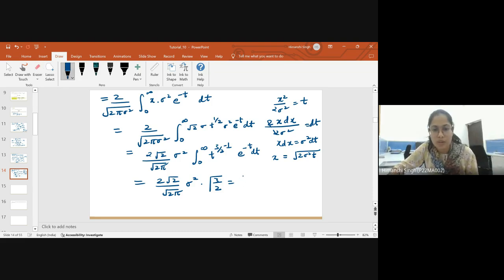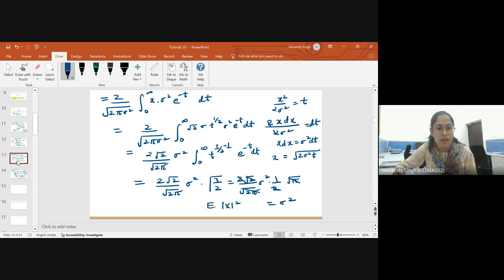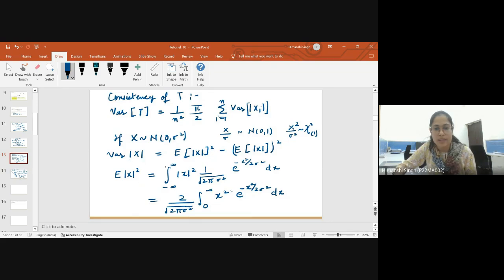So it will be 2 root 2 divided by under root 2 pi sigma square, and it will be 1 by 2. Gamma 1 by 2 will be under root pi. Okay. So now this under root 2 pi and this under root 2 pi will get cancelled, and this 2 will get cancelled, and it will be sigma square. So this will be the expected value of mod x square. Okay. Now what we need to calculate actually is this variance.